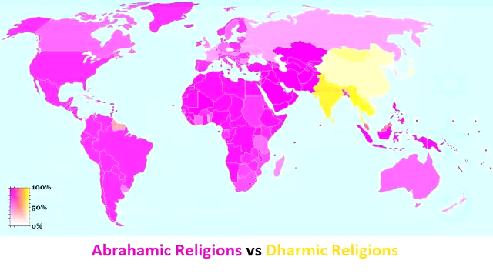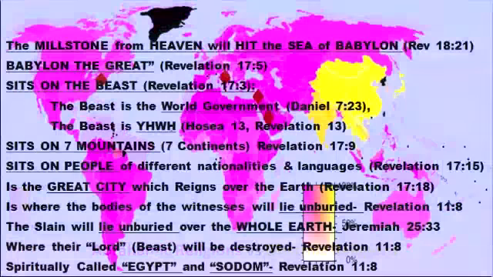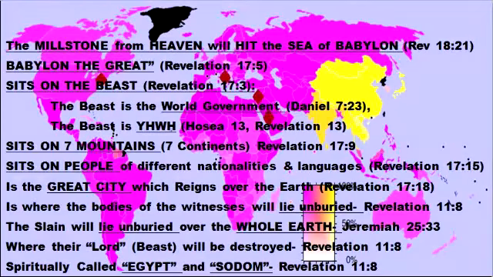This area in pink represents the Abrahamic religions. It represents Babylon the Great. It is the great city that reigns over the kings of the earth. It is also where the bodies of the 2 witnesses will lie unburied.